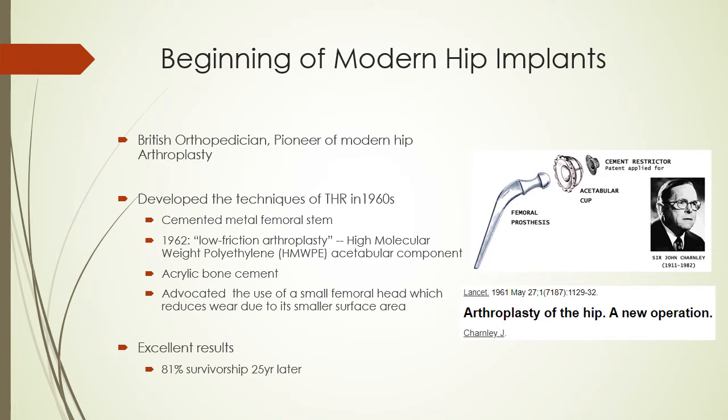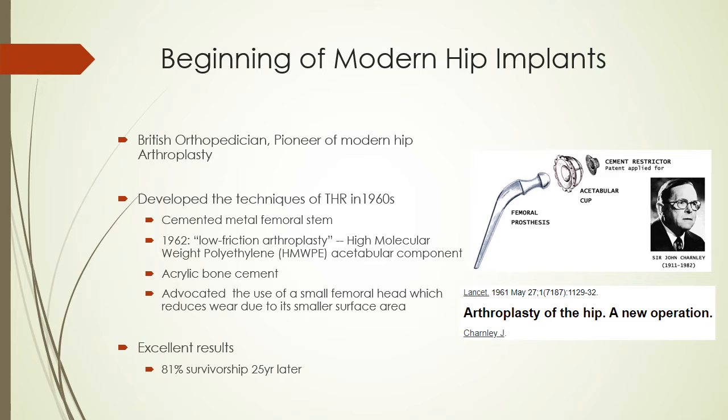Dr. Charnley believed in a cemented metal femoral stem for better load transfer within the bone and also sealing of the canal to prevent infection. He was the pioneer to propose the low-friction arthroplasty concept. In the beginning, he used Teflon material to line the acetabular cup to facilitate low friction, and later realized the failure of the Teflon material, switching to high molecular weight polyethylene. That's the modern polyliner for the acetabular component.